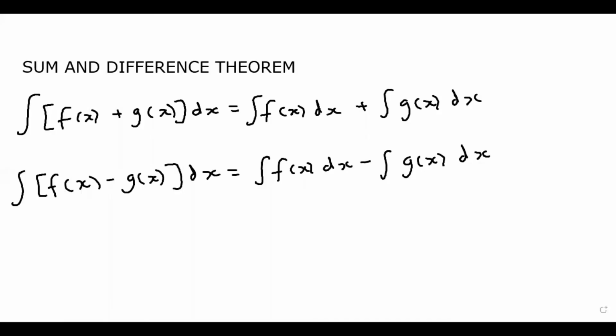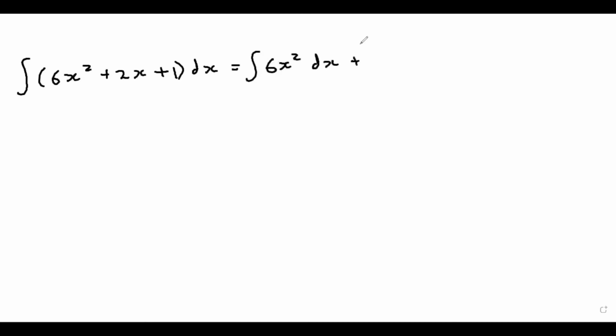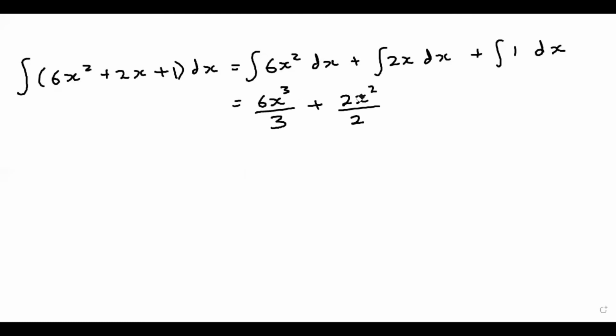Okay, so for example, let's say we have the integral. That means the integral sign goes for the 6x squared dx plus the integral of 2x dx plus the integral of 1 dx. So if we integrate 6x squared, that would be 6x, we add 1 to the power, and then divide by the new power. Then we add 2x, so we add 1 to the power, so that's 1 plus 1, 2, divide by the new power.